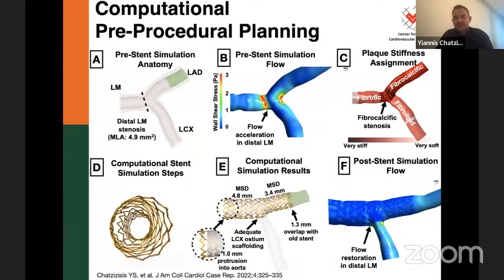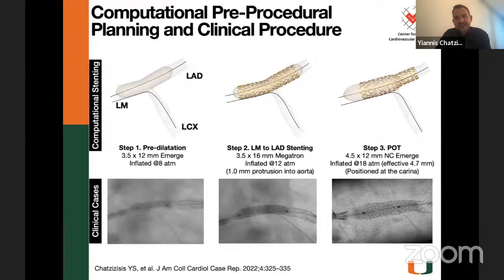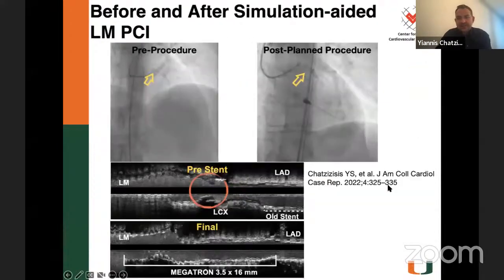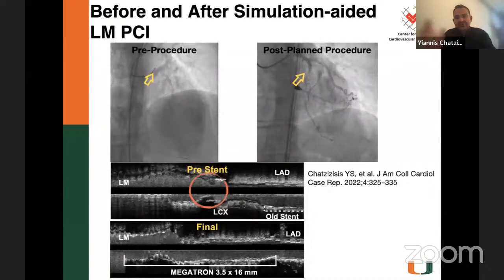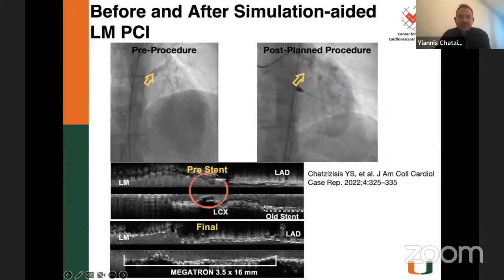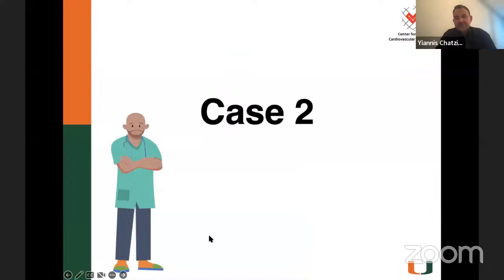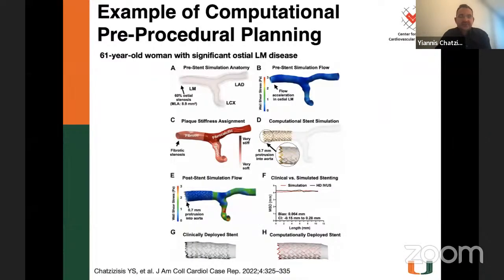And then we went back to the table a couple of days later. As shown here, this is the predicted, the recommended technique by the simulation, using this individual anatomy. And this is what we executed. We replicated exactly the same technique as recommended by the simulation: pre-dilatation, left main stenting to the LAD, and then POT at the end. And as shown here, this is the baseline, and that's after the PCI, by imaging before and after, with a very good result. And we put together a series of cases and published them in JACC Case Reports.